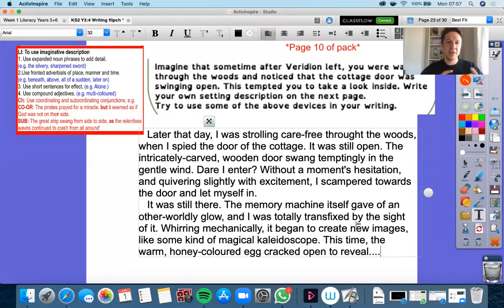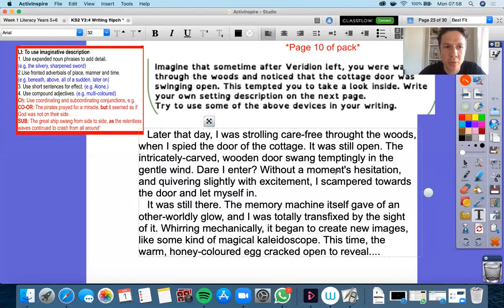Now, which features have I used? Have I used expanded noun phrases? Yes, I've got my noun for door and then my adjectives, intricately carved, wooden. Have I used short sentences for effect? Yes. Dare I enter? It was still there. Have I used compound adjectives? Yes, joined with a hyphen: intricately-carved, honey-coloured. Have I used some coordinating conjunctions as my challenge? Yes. Without a moment's hesitation and quivering slightly with excitement, I scampered towards the door and let myself in. The memory machine itself gave off an otherworldly glow, and I was totally transfixed by the sight of it.